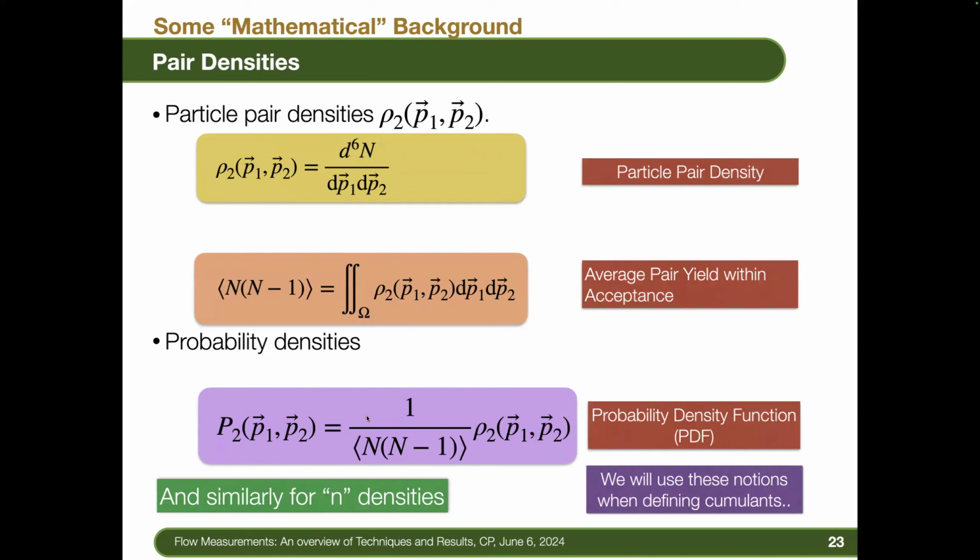I can introduce the same notation for triplets and quadruplets and so on and so forth. And so for triplets, it would be a differential cross-section in terms of P1, P2, and P3, and so on and so forth.